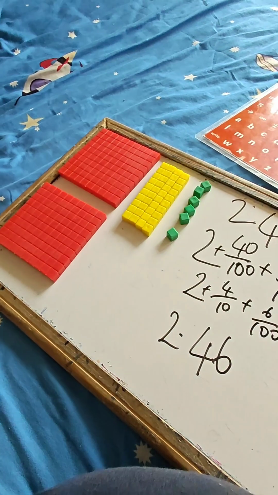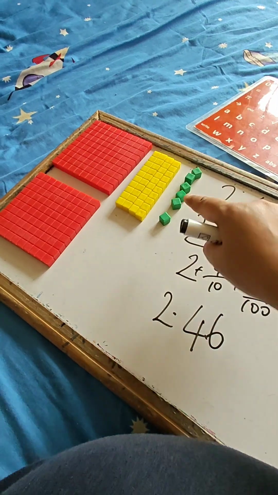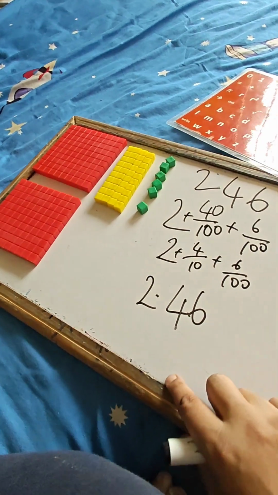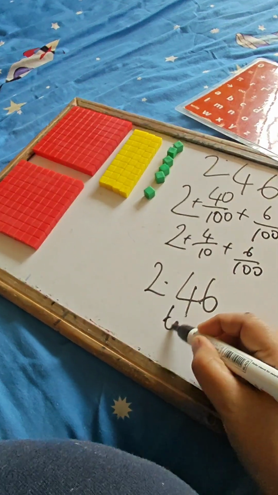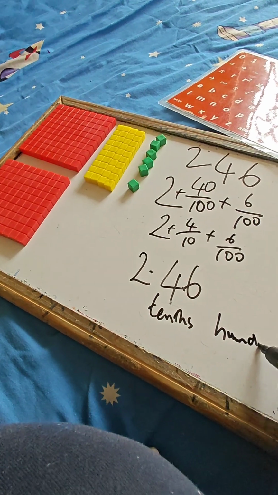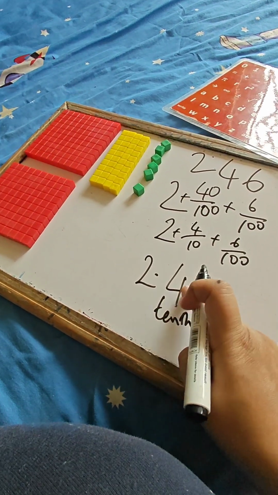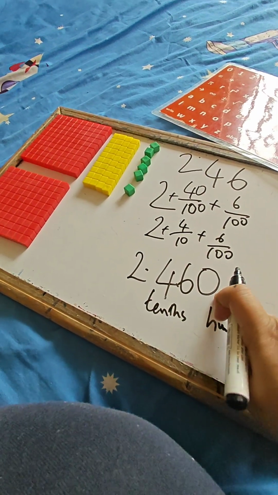4 means 4 out of 10, 40 out of 100, and 6 tells us 6 out of 100. So this is the 10th place. When we do decimals, the place value is very important here. This is called the 10th place, and this is called the 100th place. Okay, there is no ones after decimals. 10th place, 100th place, and if there is another number, this is called the 1000th place.